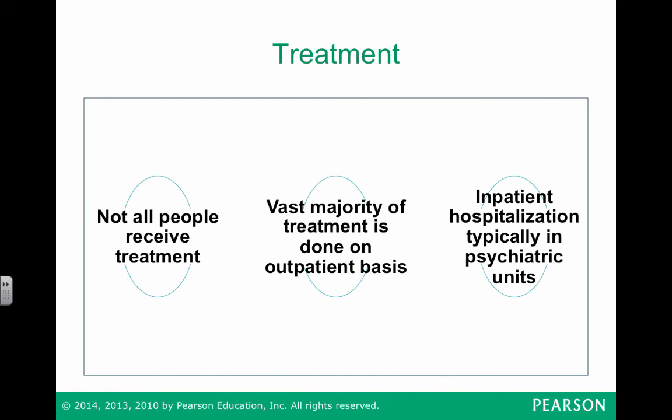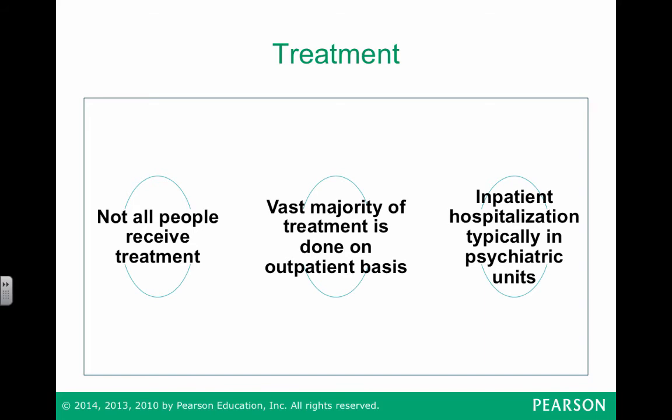What about treatment? Not all people receive treatment, and there's several reasons for that. One could be financial, one could be a cultural thing that we don't talk about our problems with other people. It can be how you were raised, that it's just a hoax, and you don't go and talk to somebody, there's nothing they can really do.